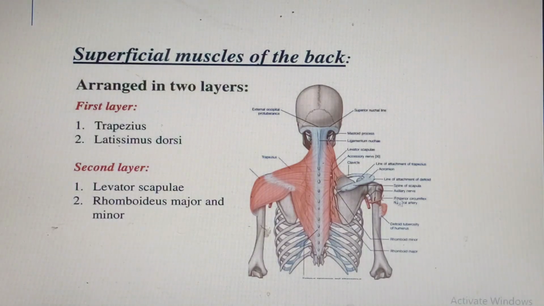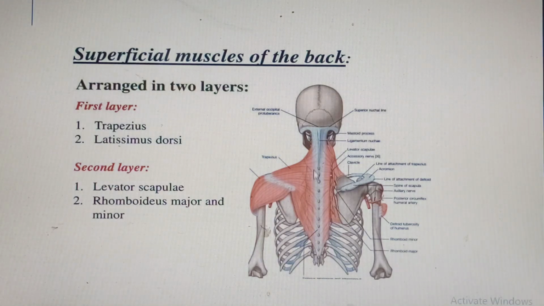As we said, in the back, the superficial muscles that we are going to find are arranged in two layers. We have the first layer, and of course the second layer. The first layer is the most superficial layer. In the upper aspect is the trapezius, and in the lower aspect it is the latissimus dorsi.